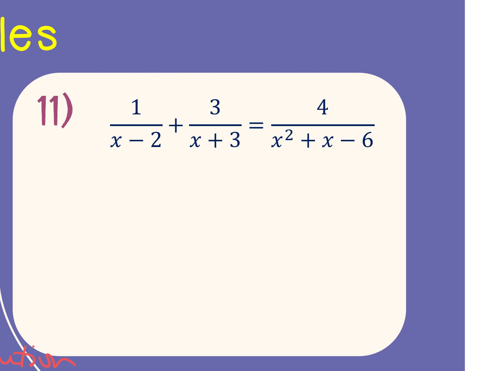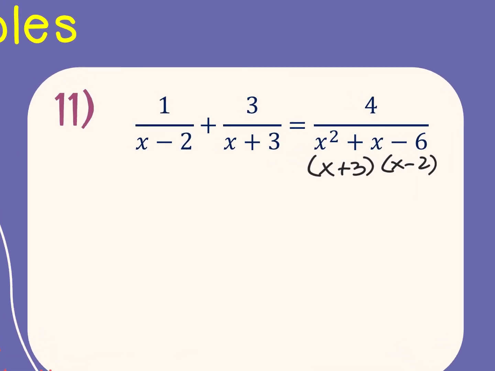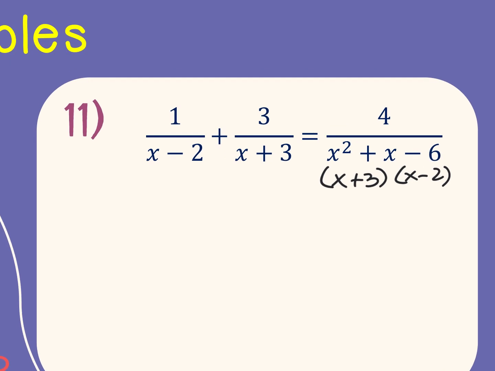Factor the trinomial first. Don't think that your LCD is all 3 of these. Otherwise, your problem's going to get really ugly. So after I factor, this one's actually going to factor into x plus 3 and x minus 2. So that's just my LCD. It's just those 2 binomials, not all 3 of those denominators.